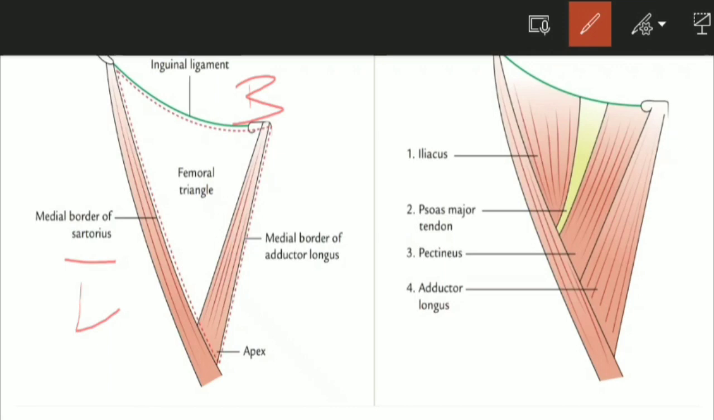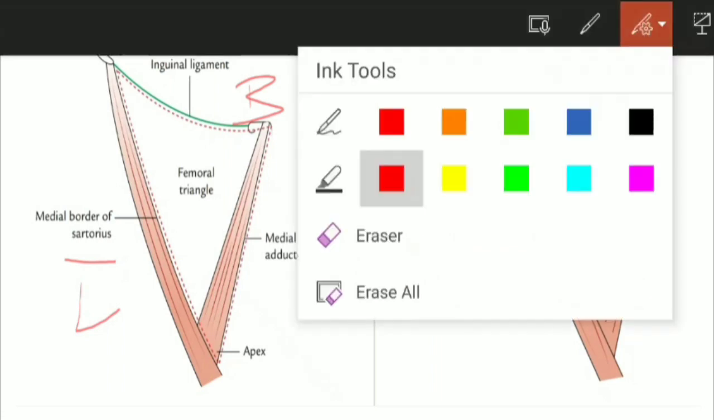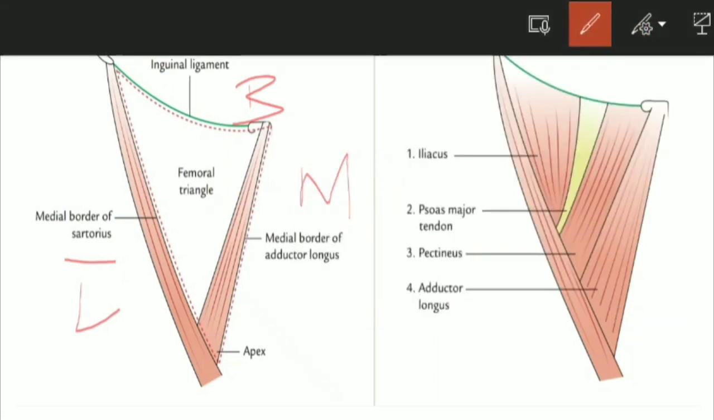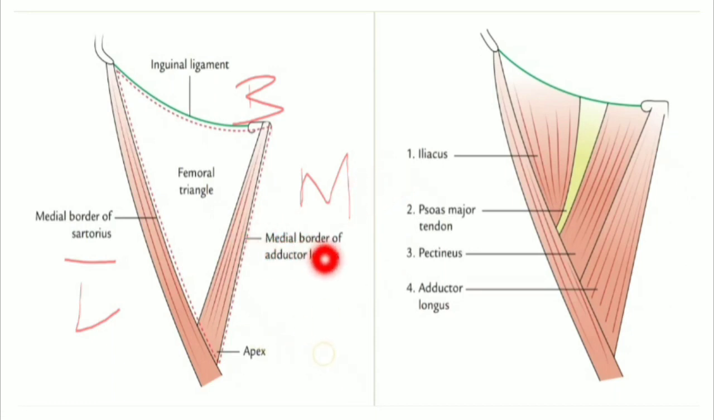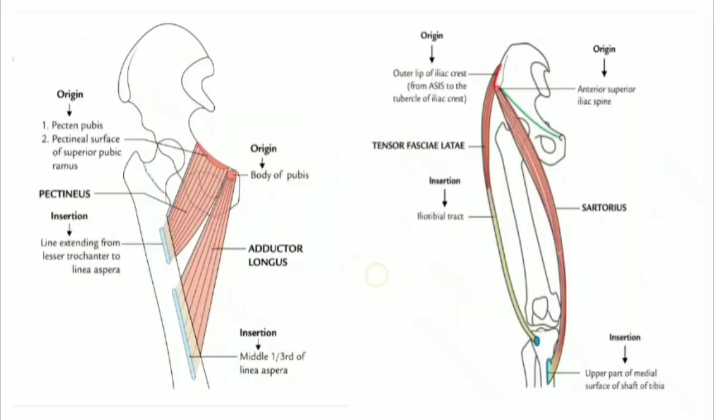On the lateral side, you have the sartorius muscle, the medial border of the sartorius muscle. And on the medial side, you have the adductor longus muscle. But on the medial side, there should be the lateral border only. Why is it the medial border? This is very, very important. I'll say why. Because this adductor longus muscle turns.